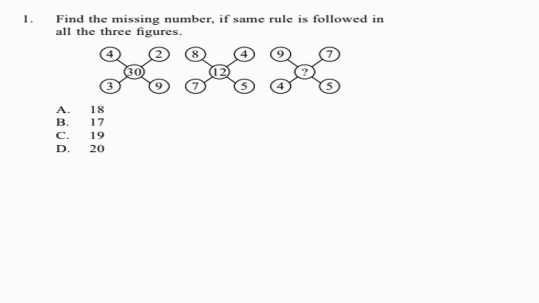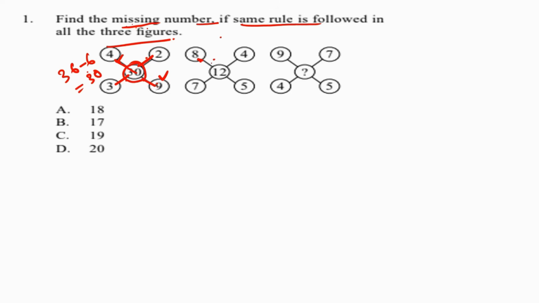Starting off with our paper, the first question is a pattern question. Find the missing number if the same rule is followed in all three figures. What is the pattern over here? Generally, whenever we have such questions where diagonals are coming up, the first thing we should check is the diagonal concept, because most of the time we have some diagonally related relationship. So 9 times 4 is 36, and 3 times 2 is 6. So we are finding the product of both the diagonals and subtracting them, and we get the number at the center.